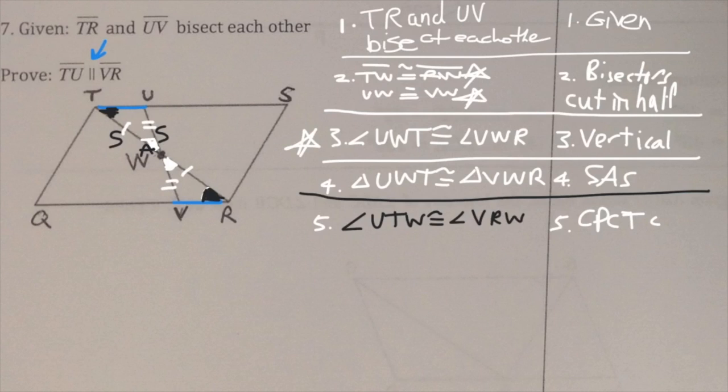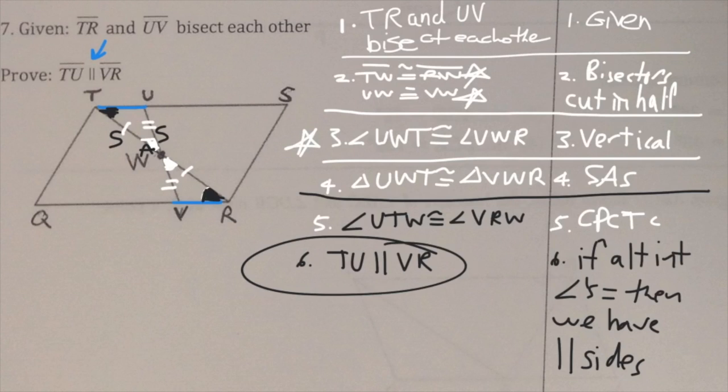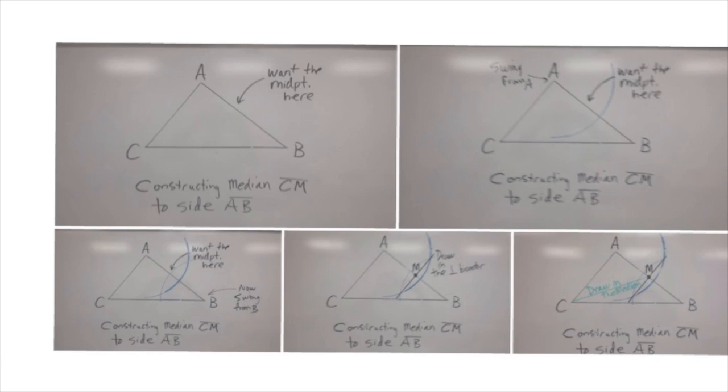The black angles. And now that I know that those are equal, I could say for sure that TU is parallel to VR. And that's because if alternate interior angles are equal, then we know we have parallel sides. Okay, done.